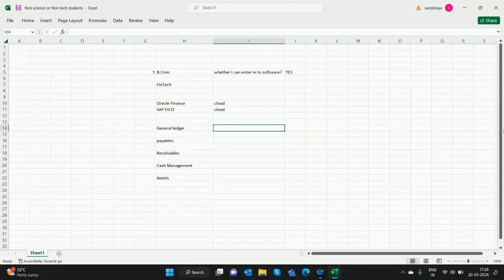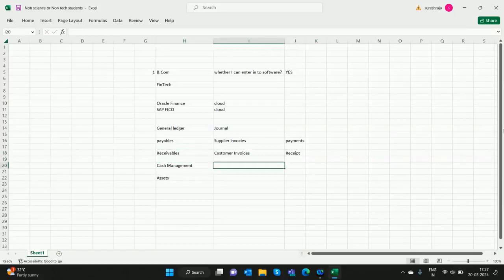What does general ledger speak about? Journals. You learn debit and credit in BCom, so very easily you can understand and go into the session. Payables: supplier invoices and payments. What all payments you make, you will see in the payables module. Receivables: customer invoices and receipt of money.